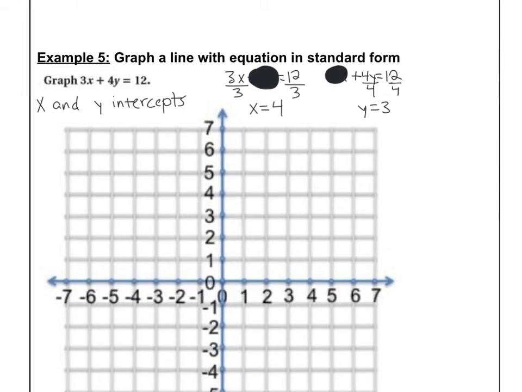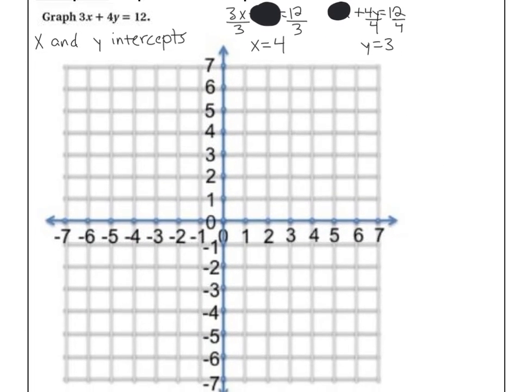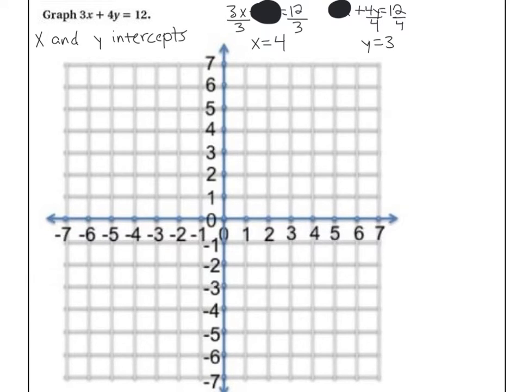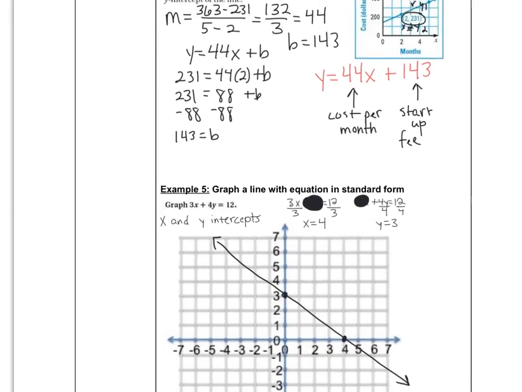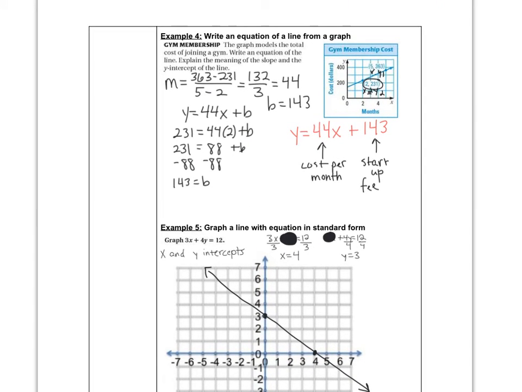Now when we go to graph it, because we really only need 2 points to graph, we are simply going to look at x equals 4, my x-axis. I'm going to find 4 on the x-axis and plot a point. I'm then going to go to my y equals 3, go to my y-axis and plot another point. And then do your best to draw a straight line through those 2 points. Okay? So again, that was standard form, that ax plus by equals c.